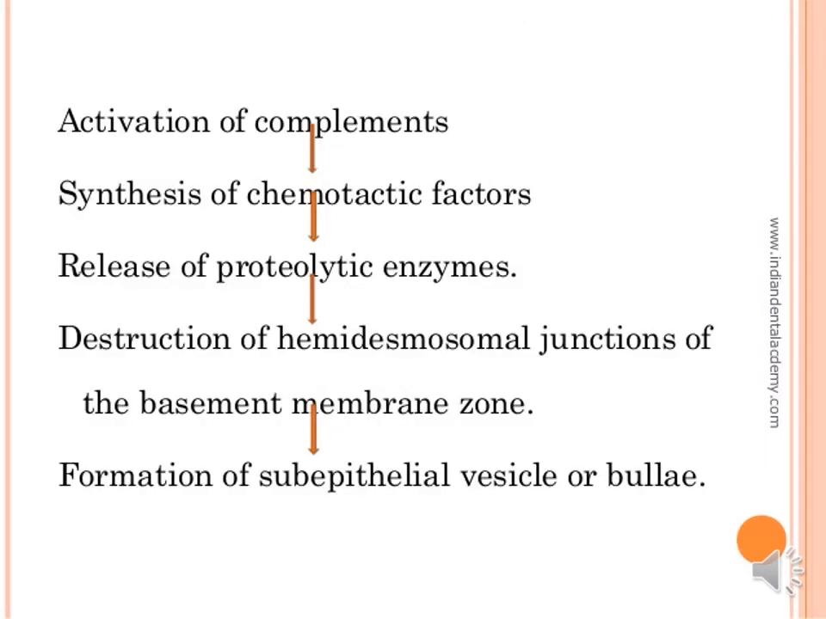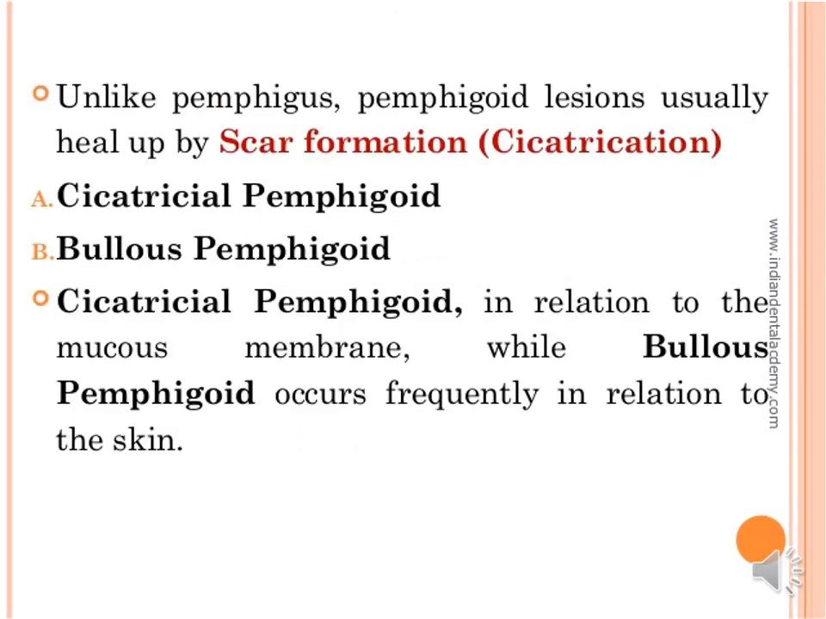This diagram shows the activation of the complement, leading to synthesis of chemotactic factor. This leads to release of proteolytic enzyme, and this leads to destruction of the hemidesmosomal junction of the basement membrane zone. This forms a subepithelial vesicle or bulla. Unlike pemphigus, pemphigoid lesions usually heal by scar formation, cicatrization. Cicatricial pemphigoid occurs in relation to the mucous membrane, while bullous pemphigoid occurs frequently in relation to the skin.